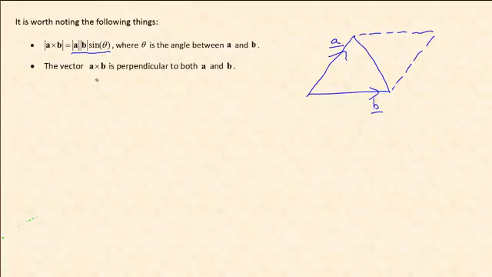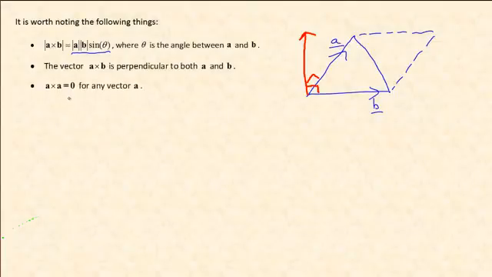The vector A cross B is perpendicular to both A and B. We talked about that as well. So if you cross them, it produces a vector here, which is at right angles to both A and B, and that has obvious implication when we come to planes.